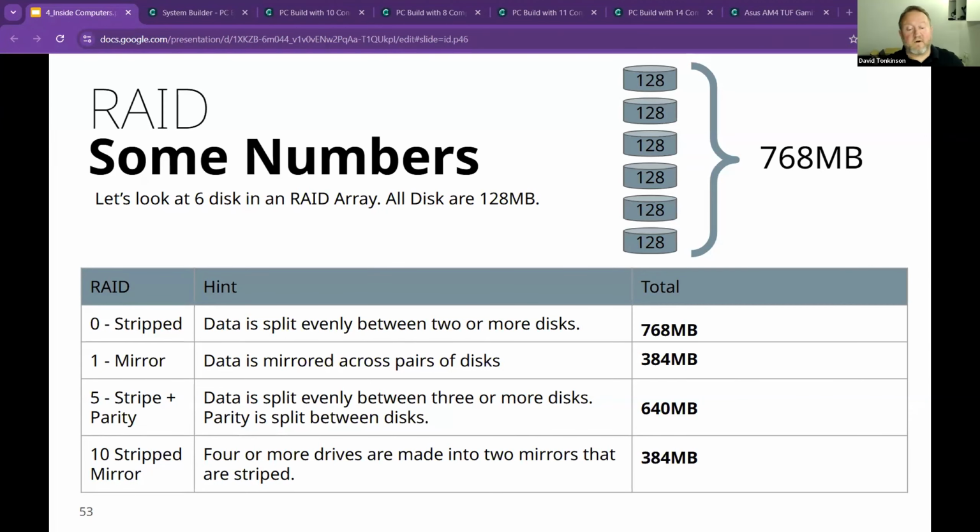Has anyone got any questions about RAID? CompTIA covers it briefly when they do the exam to this level, and that's why we cover it to this level. The important thing you need to know is the difference between a mirror, a stripe and RAID 5. Those are really going to be the ones you need to worry about.